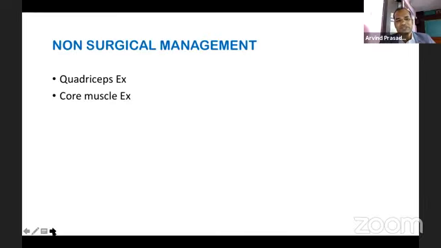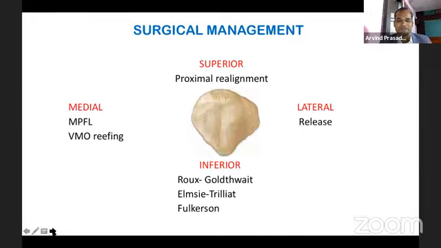So next is the management. In non-surgical management, usually quadriceps exercises and core group exercises like pelvic muscles, abductors, and hip muscles are needed, for those who are having recurrent subluxation. But those who are having recurrent dislocation usually don't get managed with non-surgical management. Those who are having acute, first-time dislocation of the patella can be managed with conservative treatment.